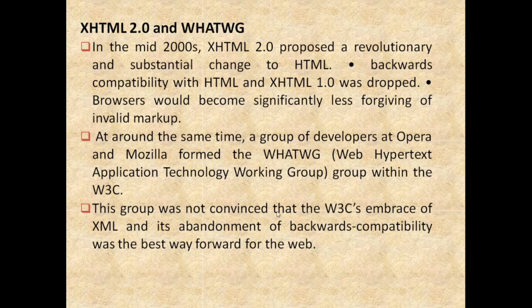This group was not convinced that the W3C's embrace of XML and its abandonment of backwards compatibility was the best way forward for the web. That means the people working in the WHATWG group were not happy that W3C was giving more attention to XML rather than to HTML. And the second thing, as I told you, if you write code in HTML and convert it into XHTML 1.0, backward compatibility was not working. So they were not okay with this backward compatibility.